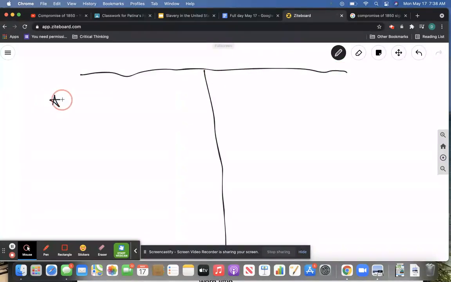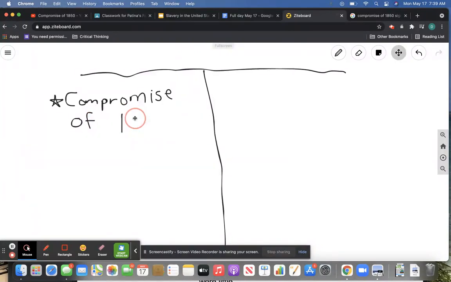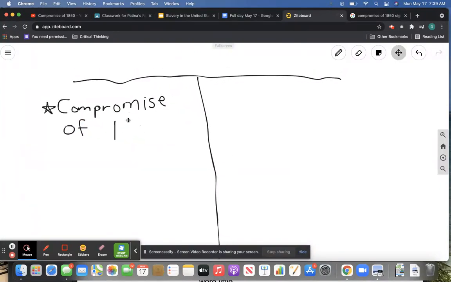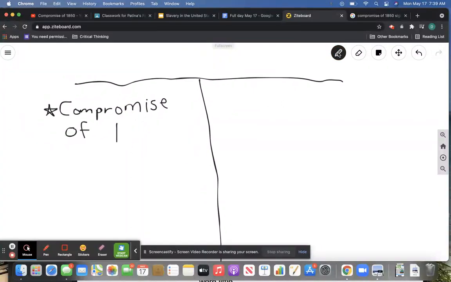So what we're going to do is we are going to write our star. So please do not judge my messy handwriting, because it's not easy. Oh man, it's so hard, guys. Okay, Compromise of 1850 is what you are going to write on your 2-column notes. Okay.